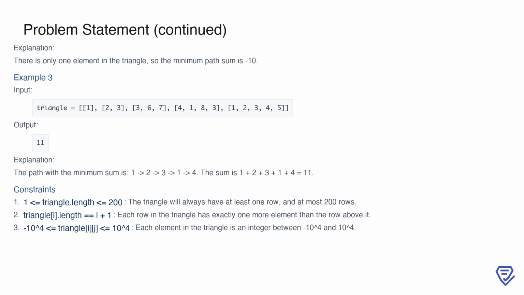Now consider another example with a larger triangle, starting with 1 at the top. The minimum path sum is achieved by taking the path 1, then 2, followed by 3, then 1, and finally 4. This path results in a total sum of 11. The constraints ensure that the triangle always has at least one row, with the number of elements in each row increasing incrementally. The values in the triangle can range from -10,000 to 10,000, so the solution must be robust enough to handle both large positive and large negative integers.